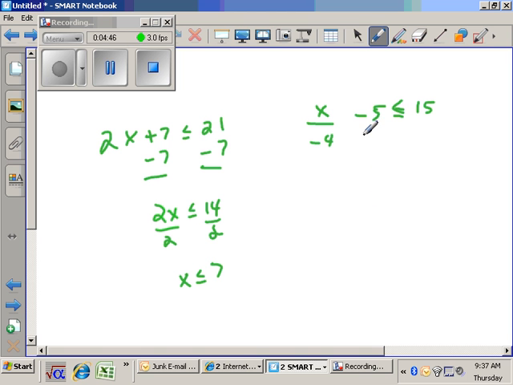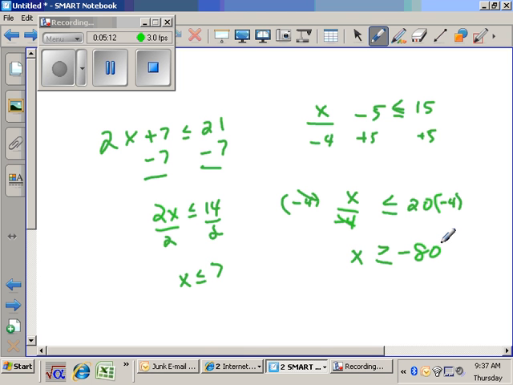Step 1, add 5. New inequality, x divided by negative 4, less than or, should I flip the sign? No. 20. Next step, multiply by negative 4. Do I flip the inequality? Yes. All right. x is greater than or equal to negative 80.